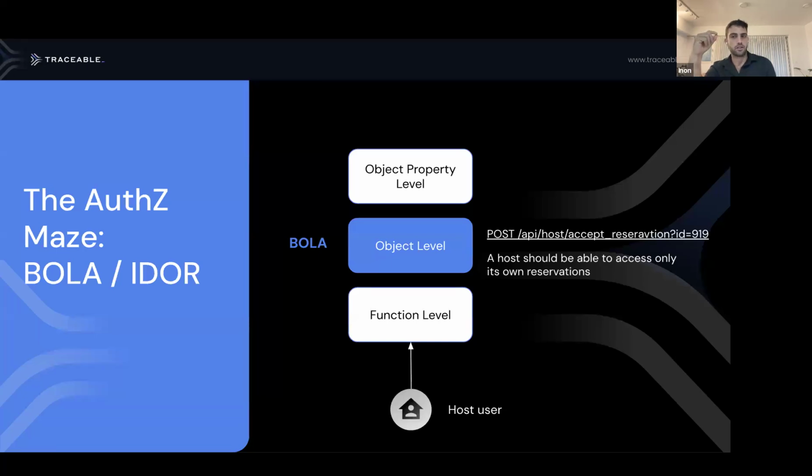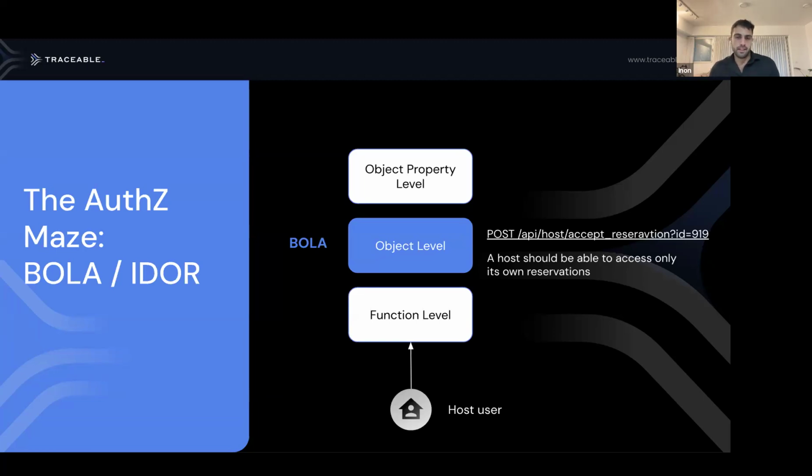Very simple. I just change the ID from 919 to 918, for example, and then I might be able to accept a reservation or decline a reservation on behalf of a different host. And if I write a very simple script, I might be able to decline all the reservations on behalf of all the hosts on the Airbnb platform, and it would create a big problem for the company.